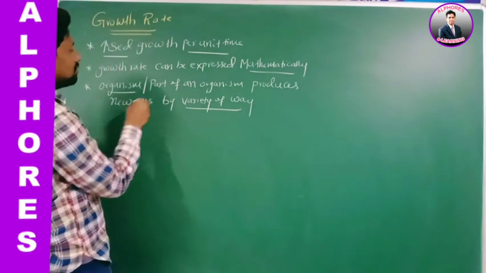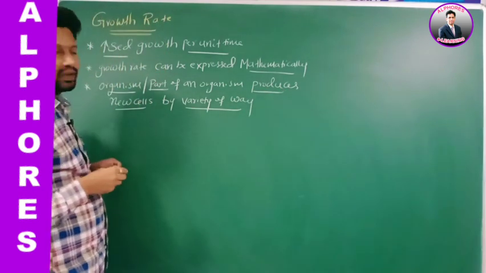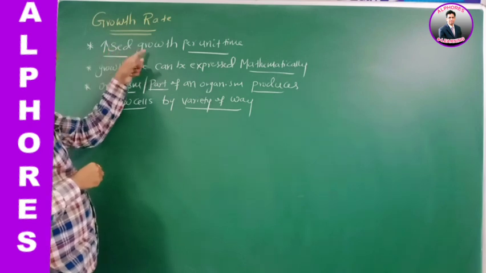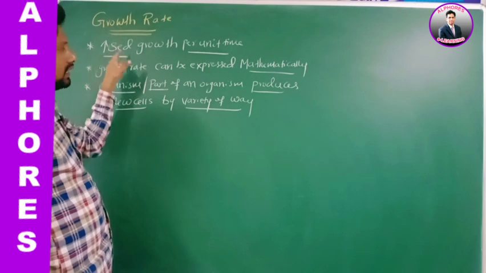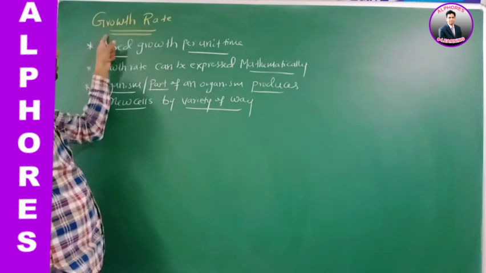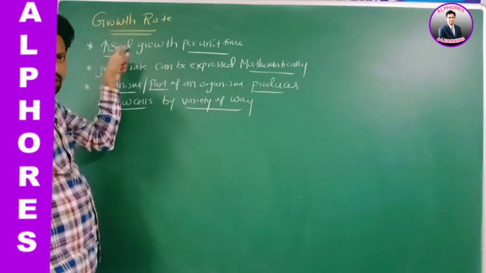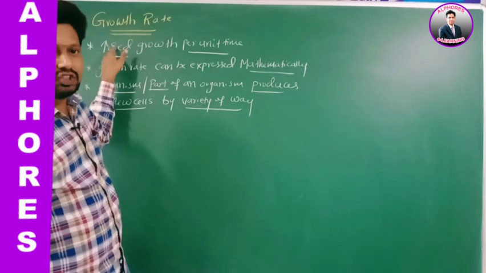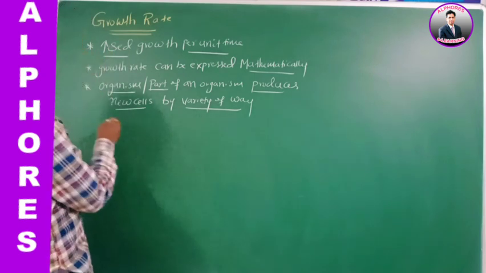An organism or part of an organism is producing what? New cells. What is the meaning of growth rate? Growth rate means increased growth per unit time. It means growth rate shows an increase. Yes or no? Growth rate shows an increase. This increase may be arithmetic or geometric.